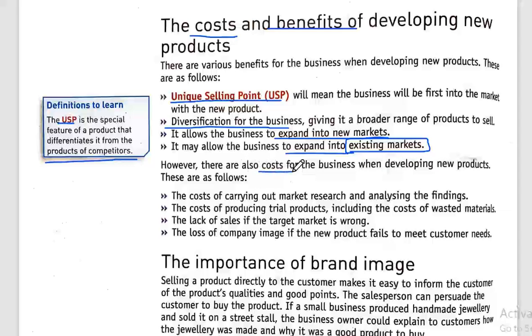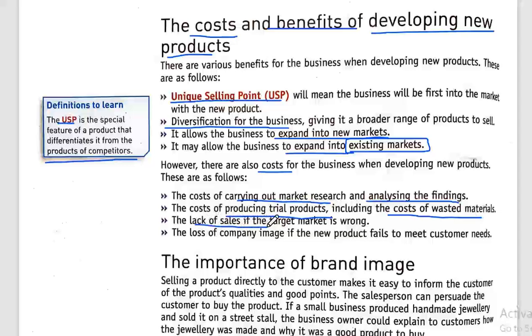Alright, so there are also costs for developing a new product. The first cost is carrying out the market research and understanding the needs and wants, if they like it or not. It's expensive, and analyzing the results is also expensive. The cost of producing the prototype is going to be expensive. If it didn't work, it's going to be the cost of wasted material.